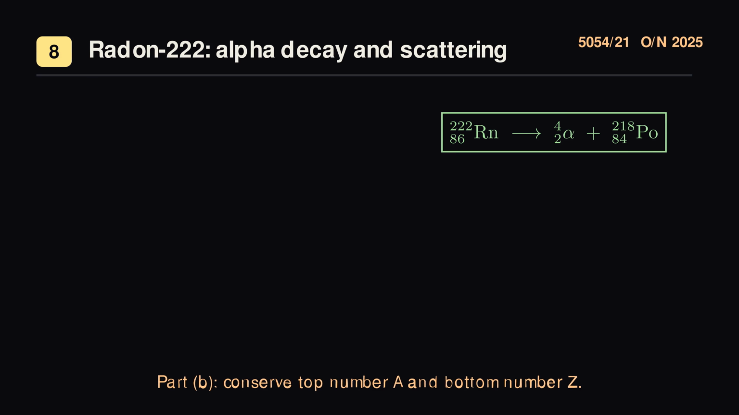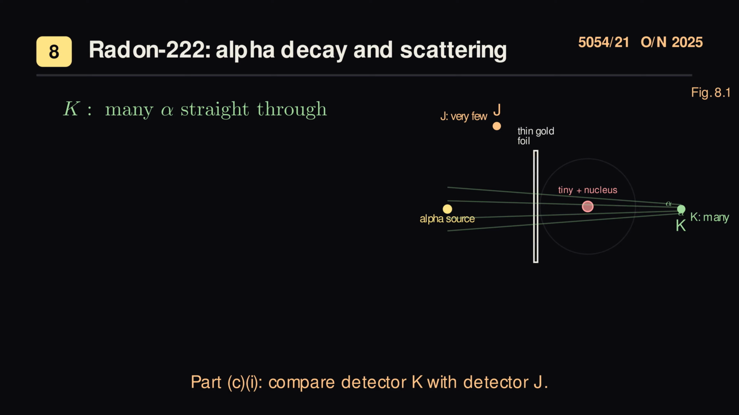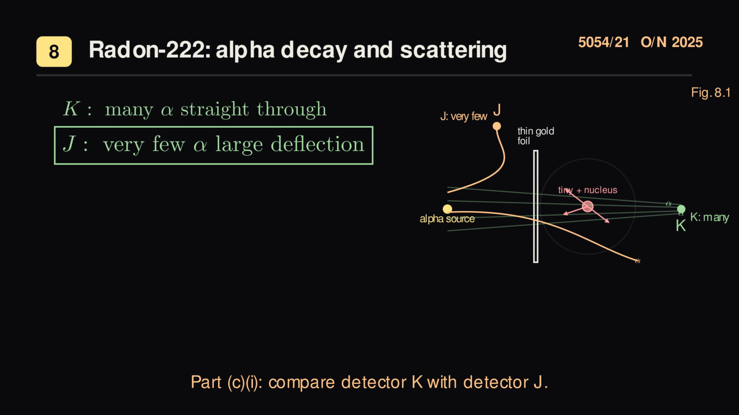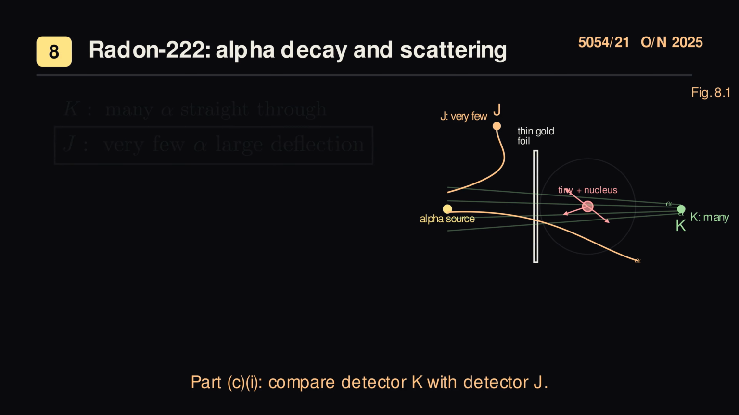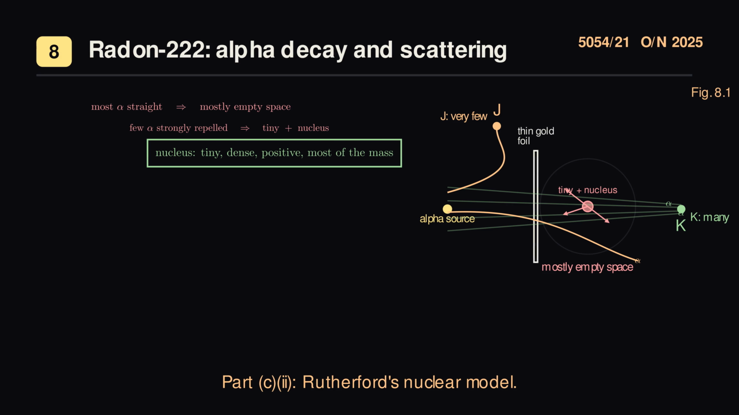Part C, Part 1. Alpha particles are fired at a thin gold foil. At K, the great majority arrive almost straight through. At J, only a very few arrive after large deflections. Part C, Part 2. Most alpha particles pass through, so the atom is mostly empty space. A few are strongly repelled, so the positive charge and most of the mass are concentrated in a tiny dense nucleus.